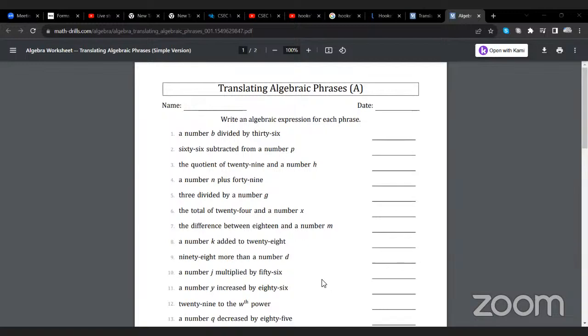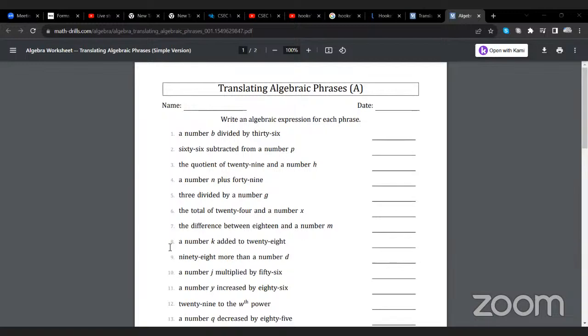What Brianna says is J, the multiply sign, and 56. But there's another way we could write that. How could we write a number J multiplied by 56? J and the multiply sign 56, she said that, which was correct, but there's another way to say it. It can go 56 times J.